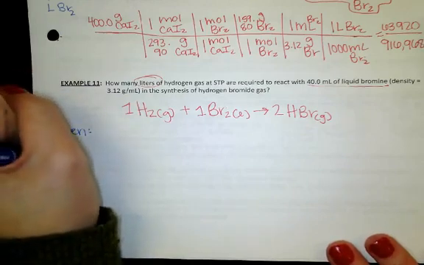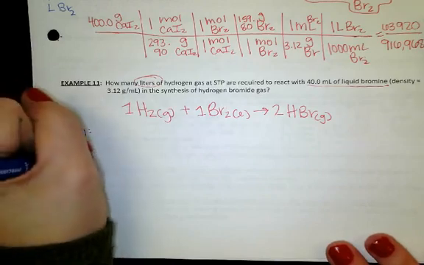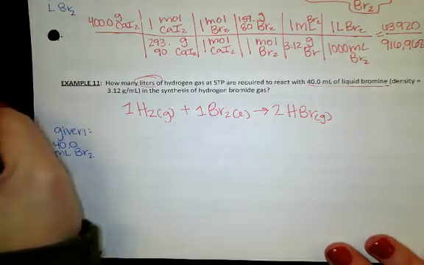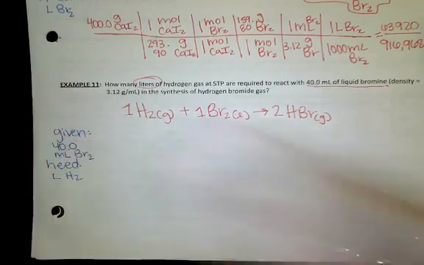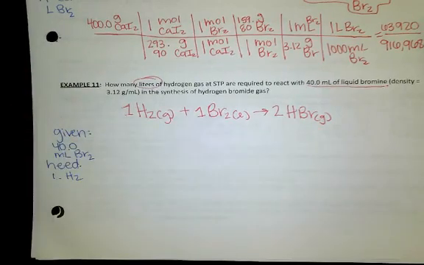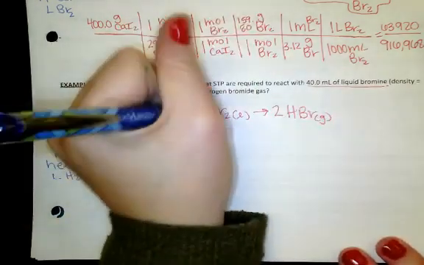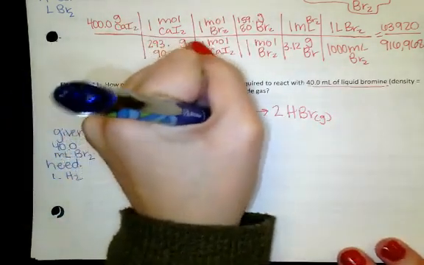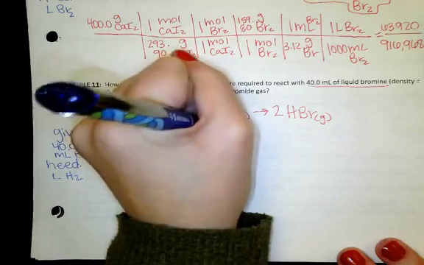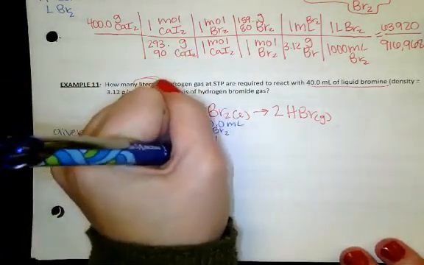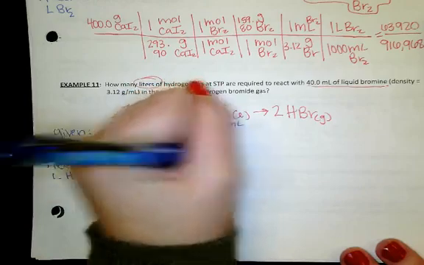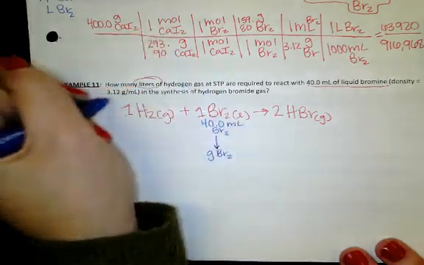And we need liters of hydrogen. So we're going to be using both of our conversions we learned today. We're starting with 40 milliliters of bromine. Now this is liquid, so we're going to convert milliliters to grams of bromine using the density, that 3.12 grams per milliliter. Okay?